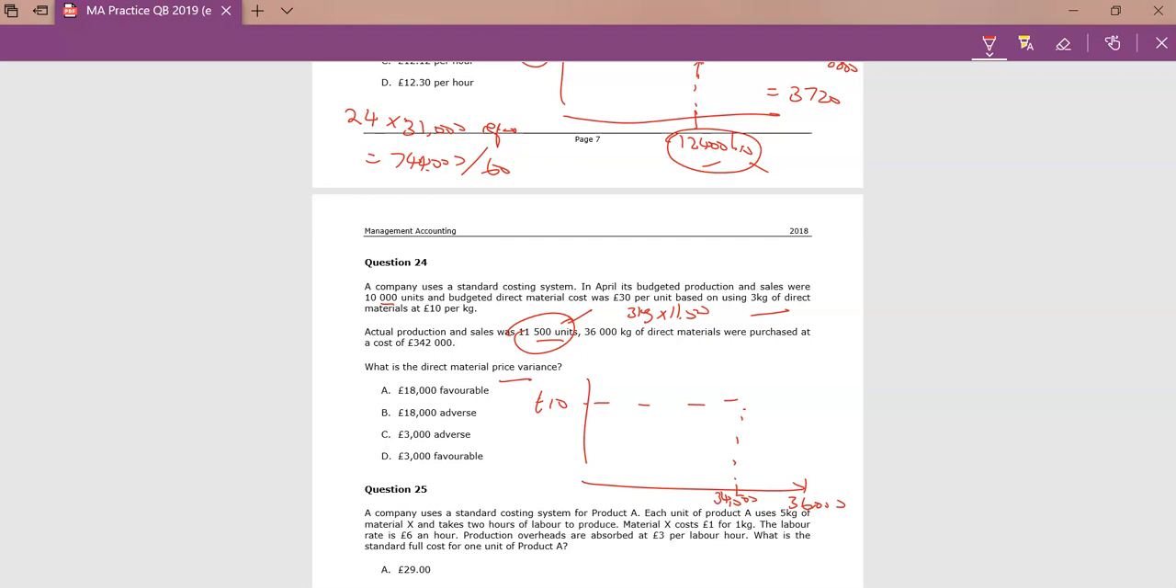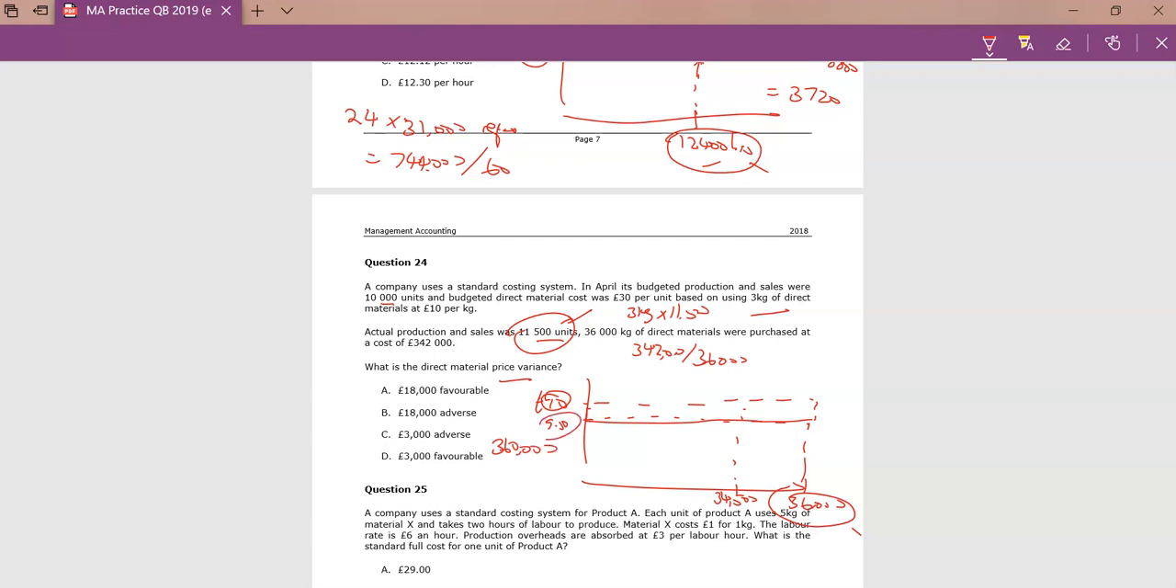Just focusing here, I could find how much each kilogram was by dividing 342 by 36,000. I could just do it, but I don't have to, so that you can do it faster. So you actually spent £9.50. This is what you did: you spent £9.50 on 36,000 kilograms. But you should have spent technically £10 on each kilogram. So you should have spent 10 times 36,000, which would have given you 360,000.